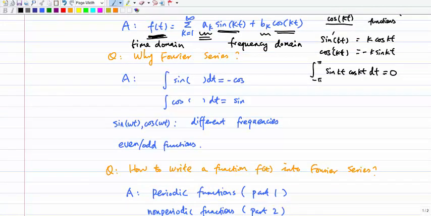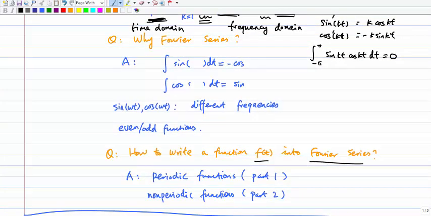So the next question is, how do I write a function into the Fourier series? Since this is very important, I want to figure out how to write a function f(t) into a Fourier series. There are basically two cases, depending on the type of function we're talking about. The first is periodic functions, which is the main part I'll talk about in the next several lectures. There's also non-periodic functions, which will be part 2, because non-periodic can be a little more complex, but it's actually based on the result from the periodic function.